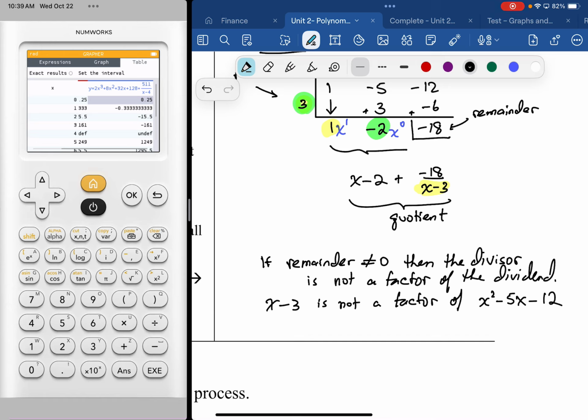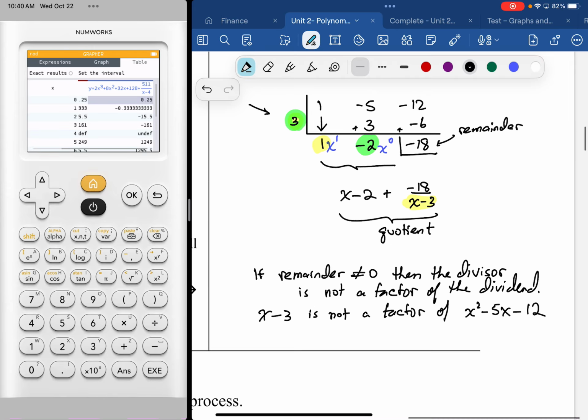All right. So it's not a factor. Now, it didn't ask us for that, so we technically wouldn't have to write that, but there will be questions that ask you, is one expression a factor of another? And that's how you would address it. You'd run through the synthetic division process. If you get a remainder that's not equal to 0, it means it's not a factor. If you get a remainder equal to 0, it means it is a factor.